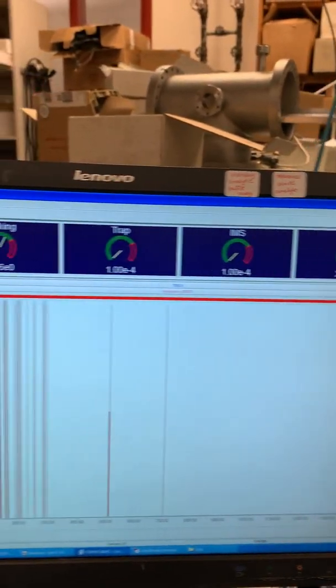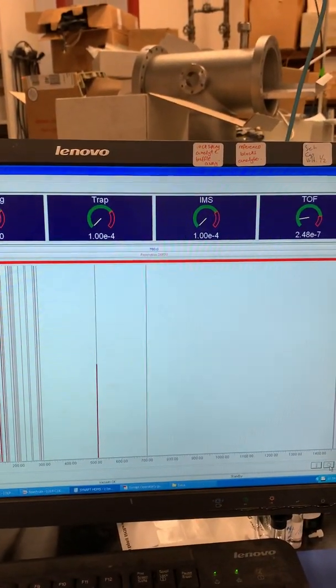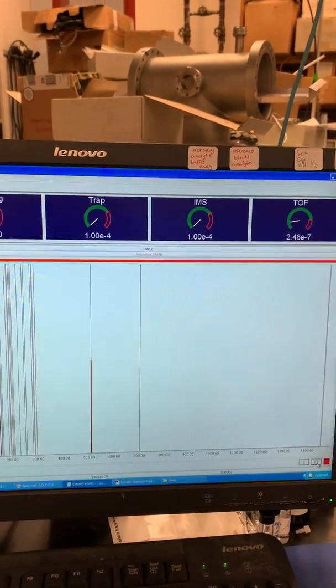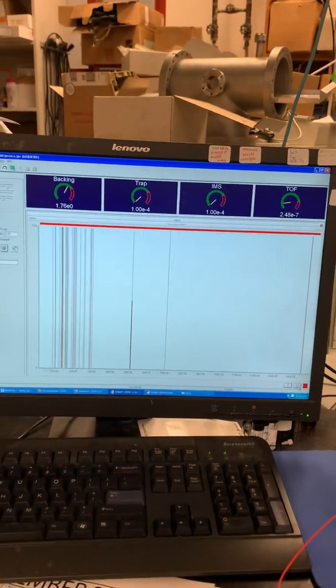Okay, so not only is it important to know what a good vacuum is, it's important to know what gauge is reading what and where you can find that information. Thank you.